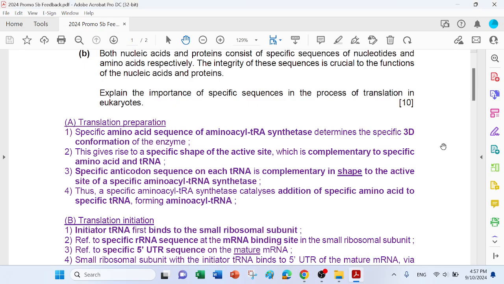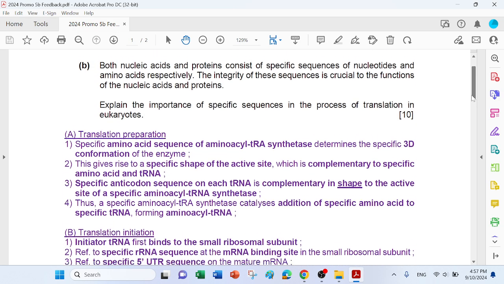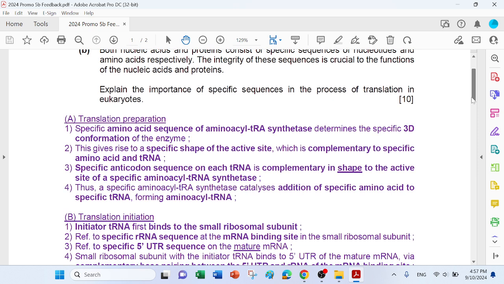Okay, let's look at the answer to Essay 5B. Or before that, let's look at the question. That is more important. The question asks you to explain the importance of specific sequences in the process of translation in eukaryotes. So, what's the boundary given to you, right? It's the process of translation in eukaryotes.